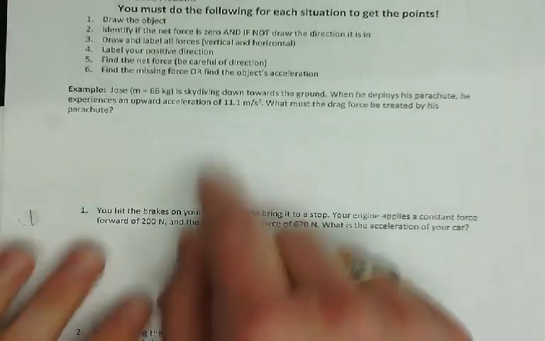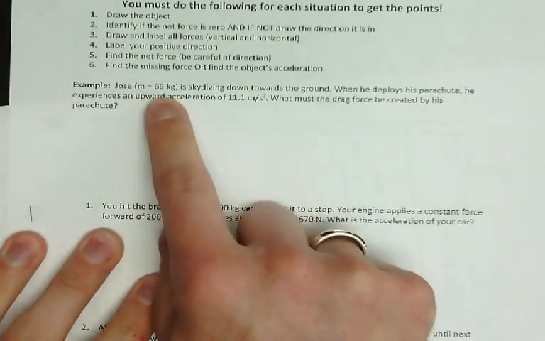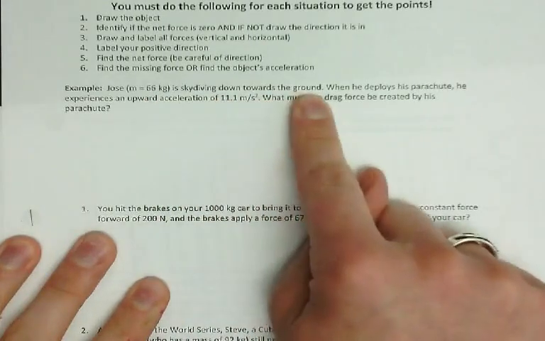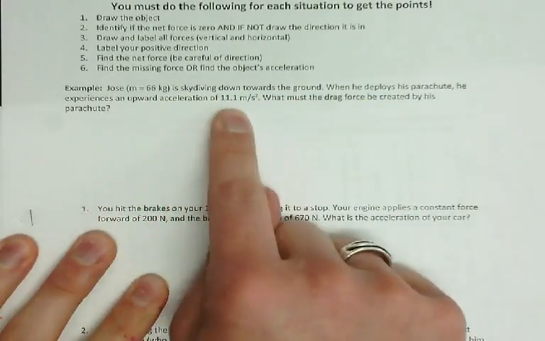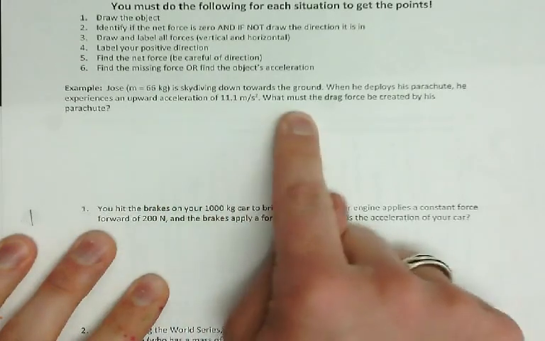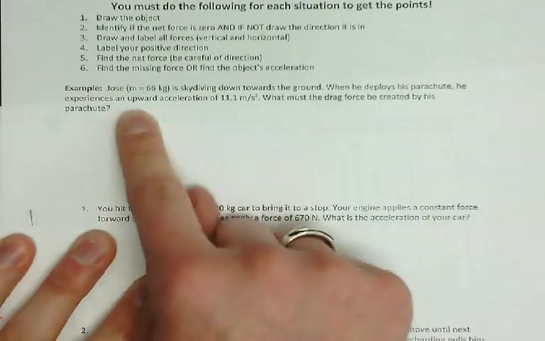Here's the problem. Jose, mass of 66 kilograms, is skydiving towards the ground. When he deploys his parachute, he experiences an upward acceleration of 11.1 meters per second squared. What must the drag force be created by his parachute?